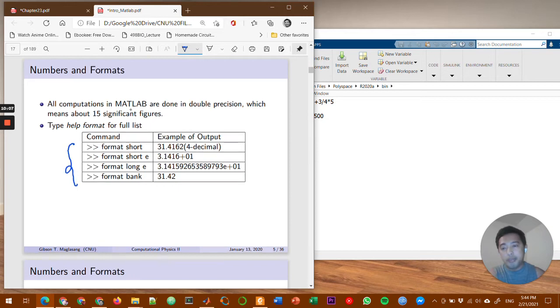You can type format short. So it is limited to 4 decimal places only. If you have format short E, it should be plus E01. Okay? And then format long is up to 15 digits. Then format bank retains only two decimal places.